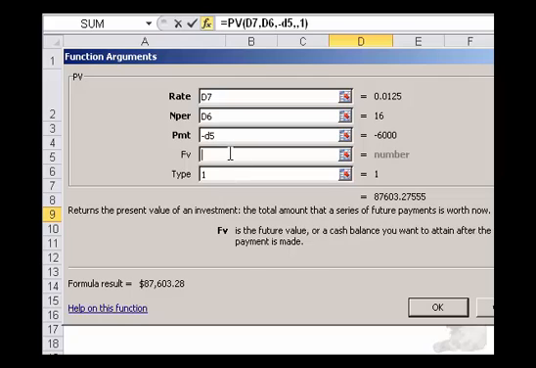And then there's the future value 0, right? It isn't given in the problem. We don't care what the future value is. We're concerned with the present value.